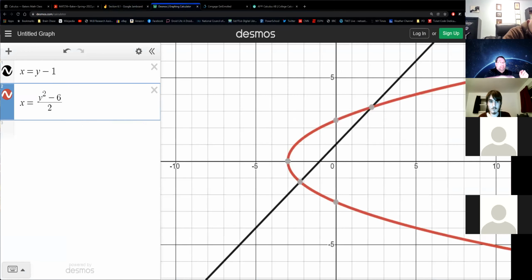Other nice thing about Desmos is it easily allows you to graph x equals instead of y equals. So here's my two equations.